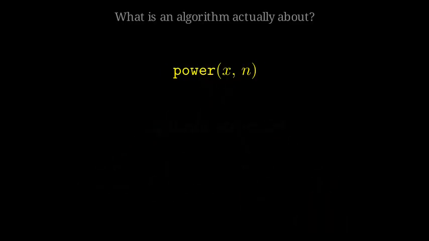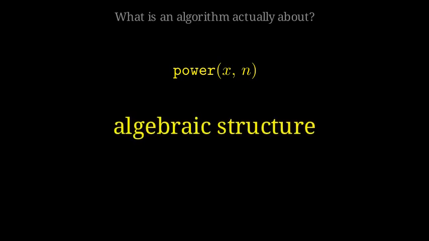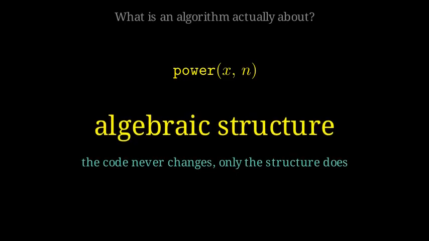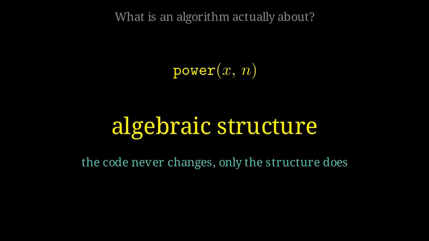So the algorithm is not really about numbers or matrices or graphs. It is about something all of them quietly share. That something is algebraic structure. And it is the single idea this whole series is built on.